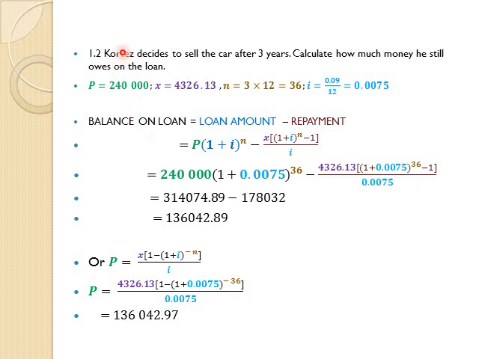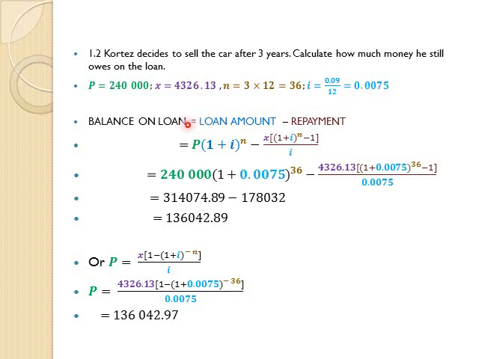1.2. Cortez decides to sell the car after 3 years. Calculate how much money she still owes on the loan. So she grew a little bit taller and the Mini Cooper is a bit too small, so she decides to sell the car after 3 years. Remember P, she borrowed 240,000. She was paying 4,326 rand 13 cents. 3 years later, 3 times 12 gives me 36. The interest is still 0.09 over 12.